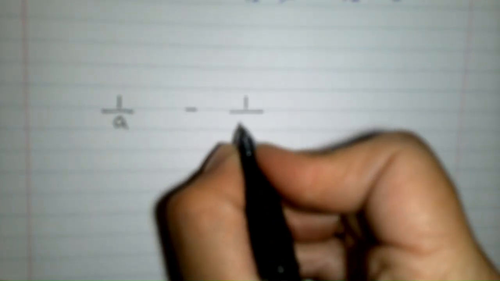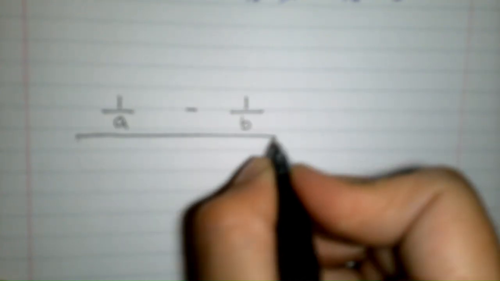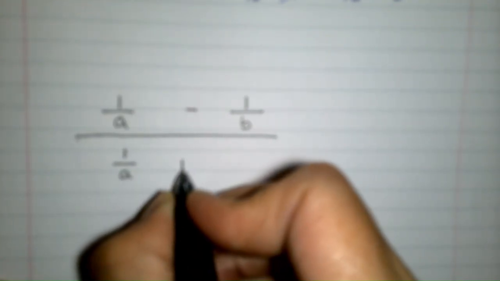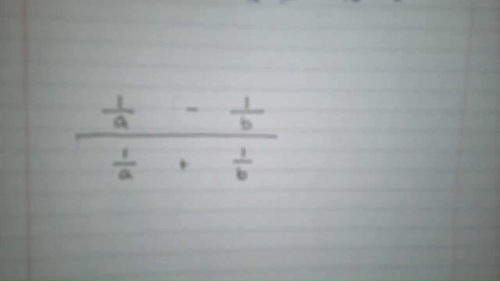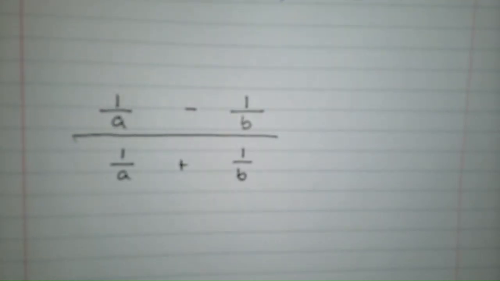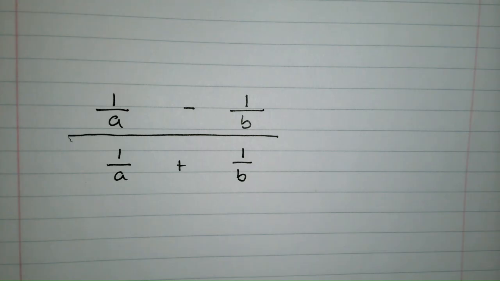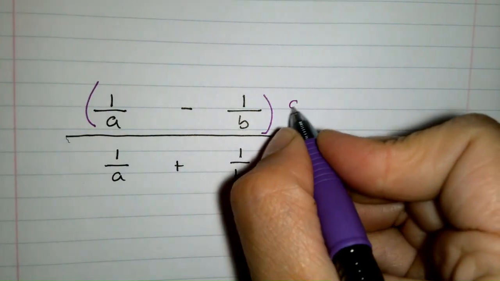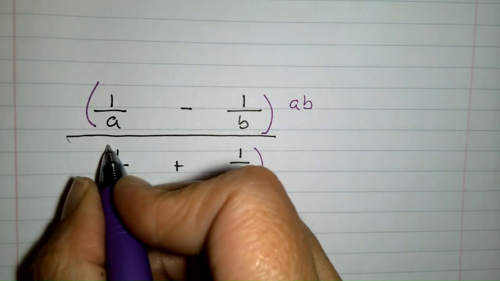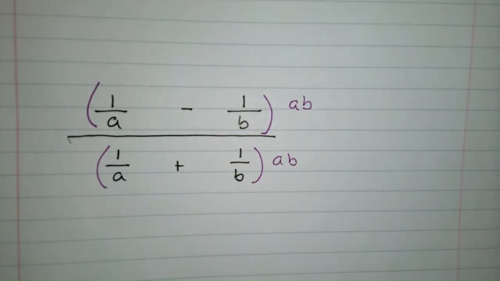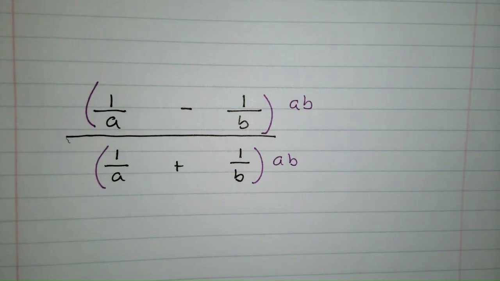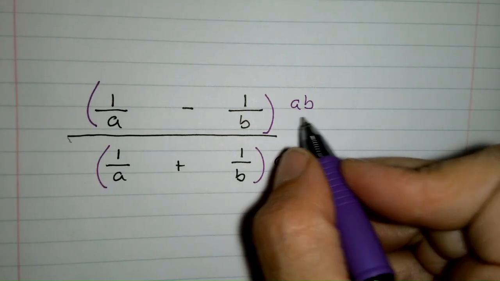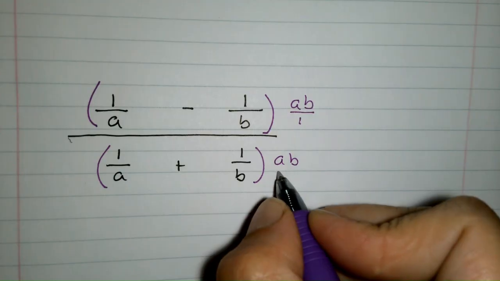One over A minus 1 over B divided by 1 over A plus 1 over B. So my common denominator for all of them, because some have an A and a B, is AB. So I'm going to multiply everything by AB. And I'm going to write this out the long way the first time, and then I'm going to show you the same problem shorthand. Now remember, when you're multiplying fractions, I got to make it a fraction by putting it over 1.